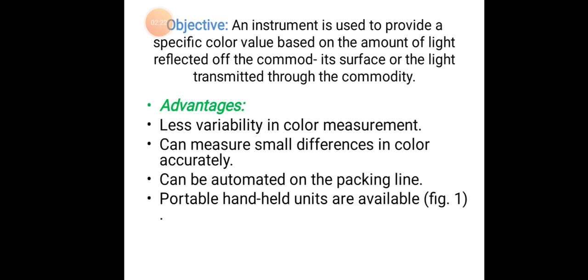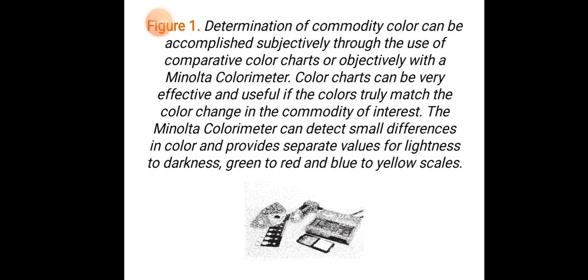Objective: an instrument is used to provide a specific color value based on the amount of light reflected off the commodity surface or the light transmitted through the commodity. Advantages: less variability in color measurement, can measure small differences in color accurately, can be automated on the packing line, portable handheld units are available, like in figure 1.